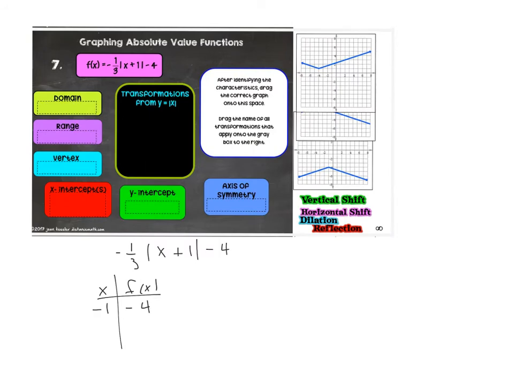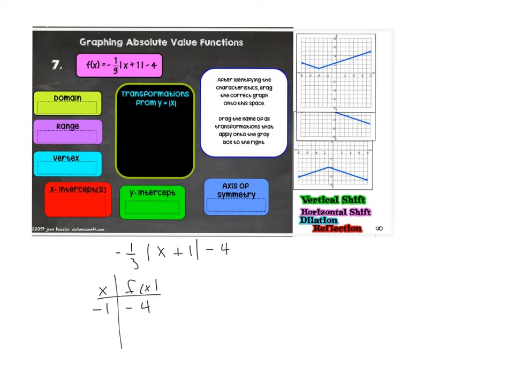Alright, so what did I need to plug in here to make this 0? Well, negative 1. And then when I plugged in negative 1, I got 0. Absolute value of 0 is 0. 0 times a negative 1/3 is 0. 0 minus 4. This is our vertex. So I'm looking in the graph for negative 1, negative 4. And I think it might be this one here, but let's plug in another number to see.